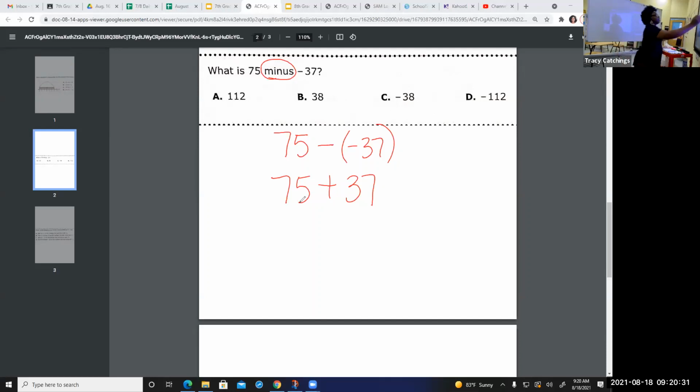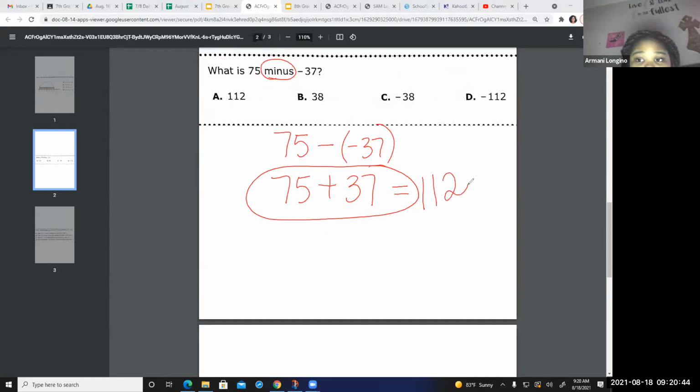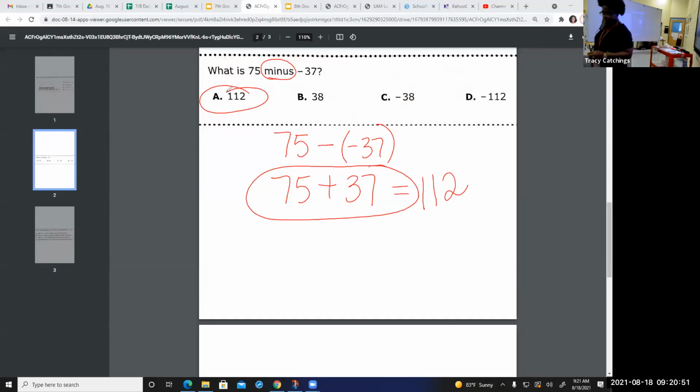So now it looks very familiar to something you should have been looking at since maybe about kindergarten, first, second, and third grade. So what is 75 plus 37? 112. Somebody said it real low. Armani, got you. Any questions about it? All right, so definitely make sure we reread and pay attention to those small keywords, no matter how big or small they are, just to make sure we get the correct answer.